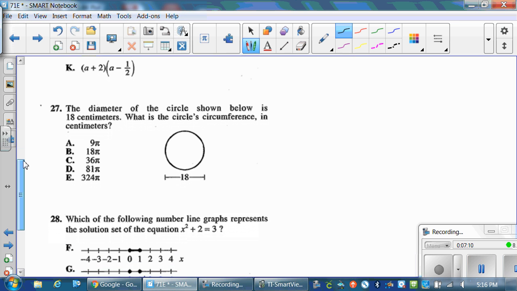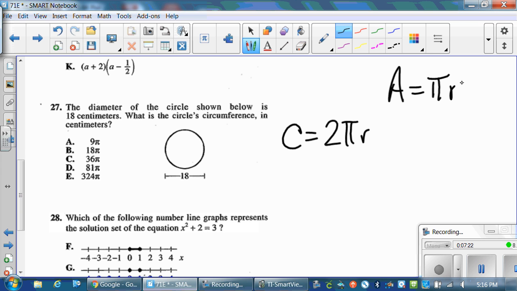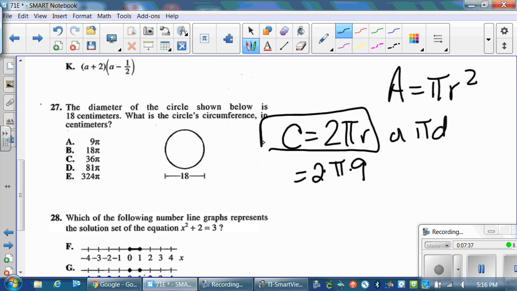All right, 27, the diameter of the circle shown below is 18 centimeters. What's the circumference? Circumference is 2 pi r. You have to know this formula. You have to know circumference of a circle. You have to know area of a circle. They're not going to give you those on this test. So circumference is 2 pi r. In this particular one, the radius is 9. You can also know that the circumference is pi times d. Same thing, but most of y'all have learned this one, so it's typically the one I go to. But 2 times pi times the radius, which will be 9 if the diameter is 18. So 2 times pi times 9 is 2 times 9, which is 18 pi. My answer is B.